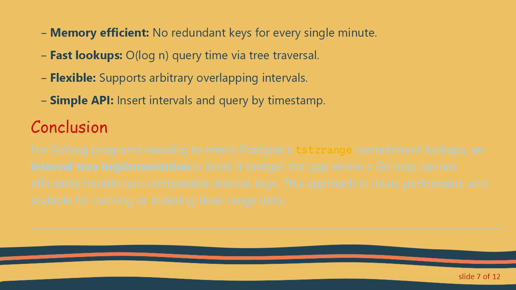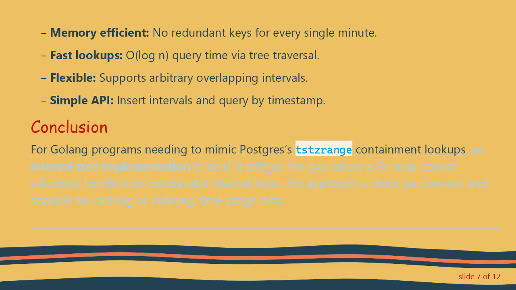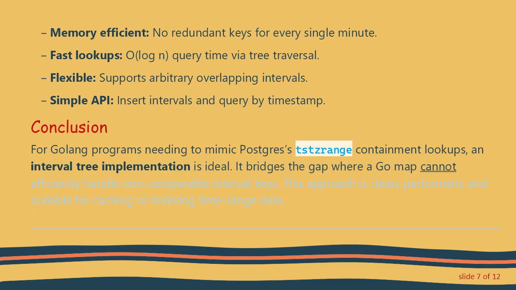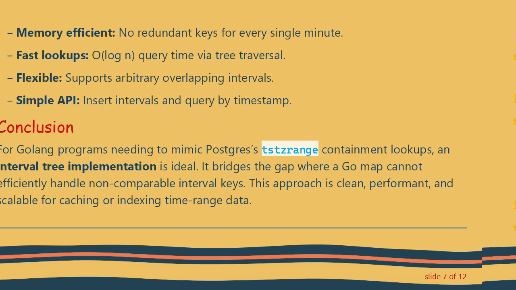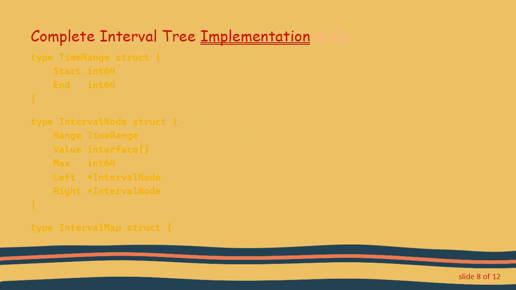Conclusion. For Golang programs needing to mimic Postgres' tstzrange containment lookups, an interval tree implementation is ideal. It bridges the gap where a Go map cannot efficiently handle non-comparable interval keys. This approach is clean, performant, and scalable for caching or indexing time range data. Complete interval tree implementation in Go.